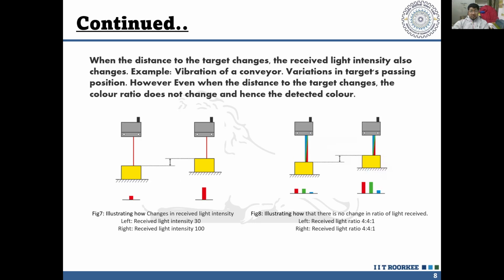When the distance to the target changes, the received light intensity also changes. For example, in the vibration of a conveyor, variations in target's passing position. However, even when the distance to the target changes, the color ratio does not change and hence the detected color.